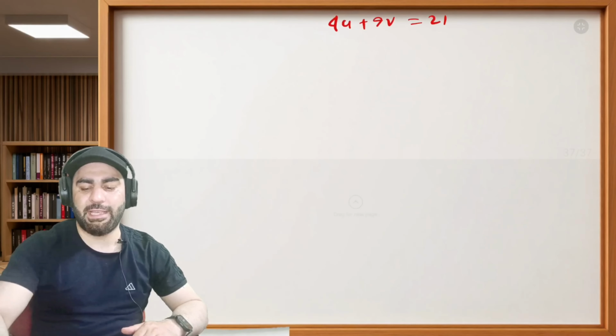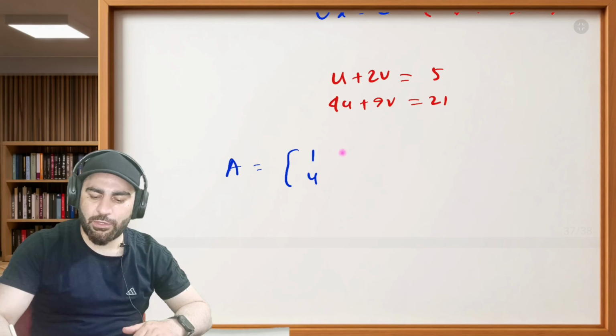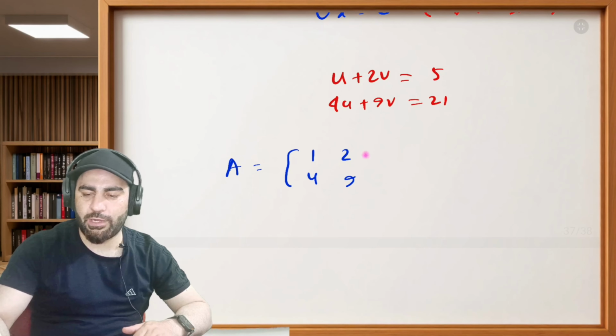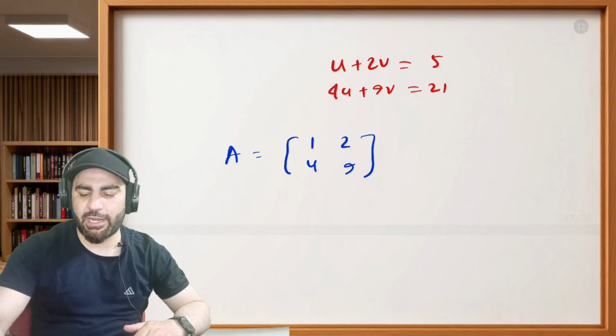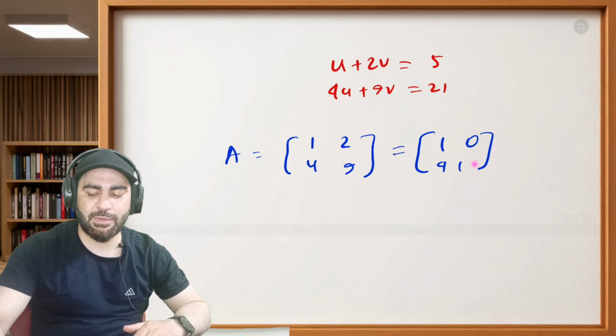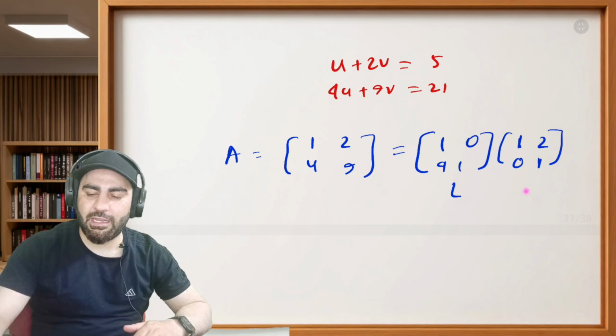So suppose my A is like this. The coefficient matrix A will be equal to 1, 4, 2, 9. Now if I LU decompose it, the lower triangular matrix would be 1, 0, 4, 1, because I'll multiply by 4 and knock out this variable. Then I'll get an upper triangular matrix, that is 1, 2, 0, 1. So this is my A, this is my L and this is my U.